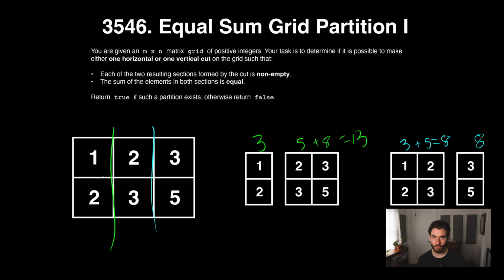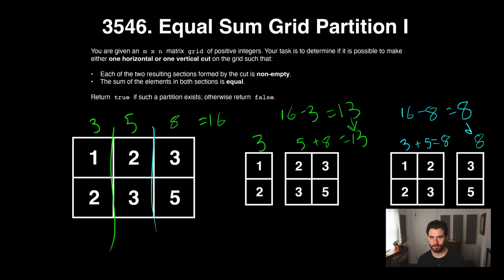So again, the total sum of all the elements in this grid is 1 plus 2 is 3, 2 plus 3 is 5, 3 plus 5 is 8, and 3 plus 5 plus 8 gives us 16. So if we know that this section has a sum of 3, all we have to do is 16 minus 3, and that tells us the sum of the second section. Likewise, for this cut, we just have to do 16 minus 8, and that gets us 8.